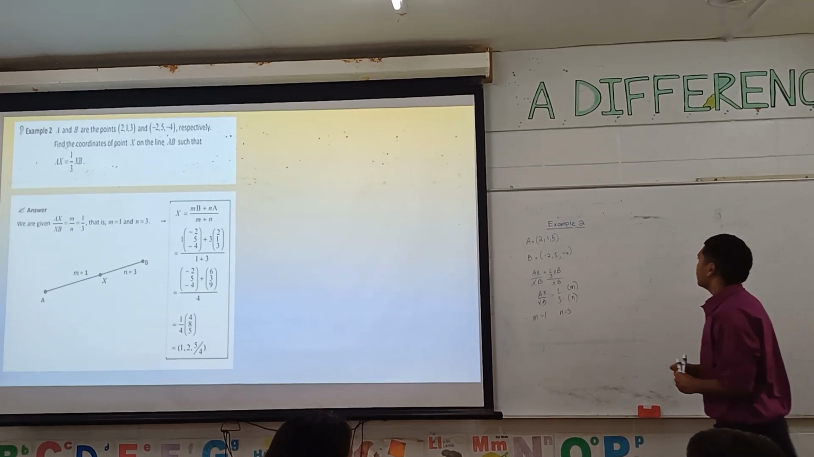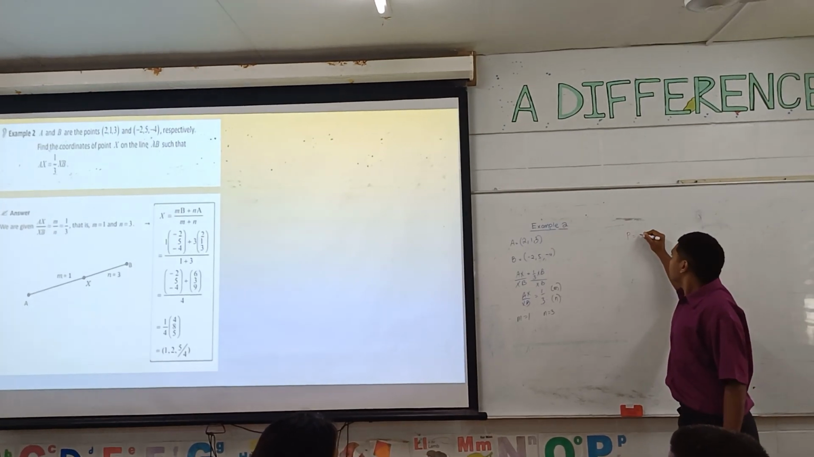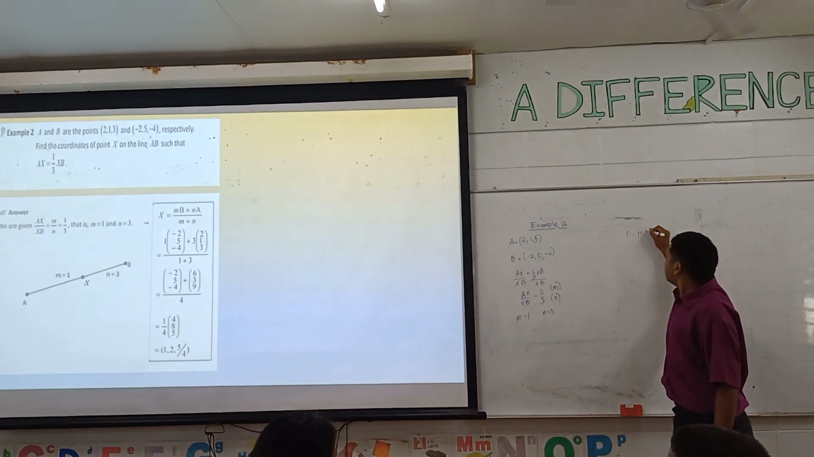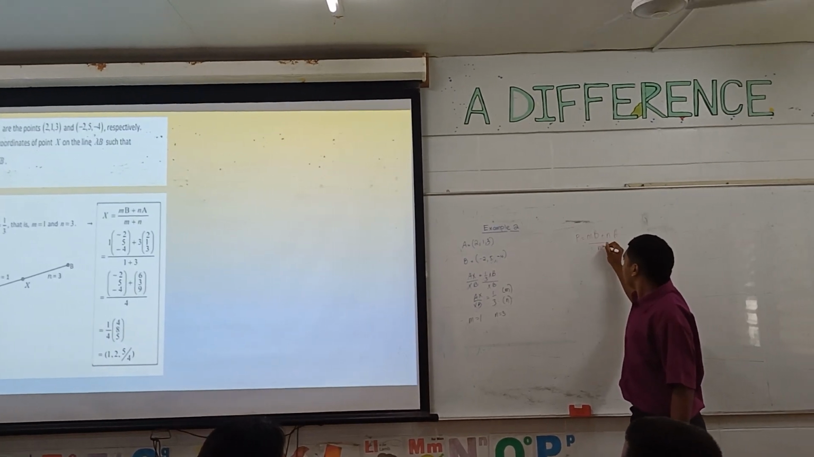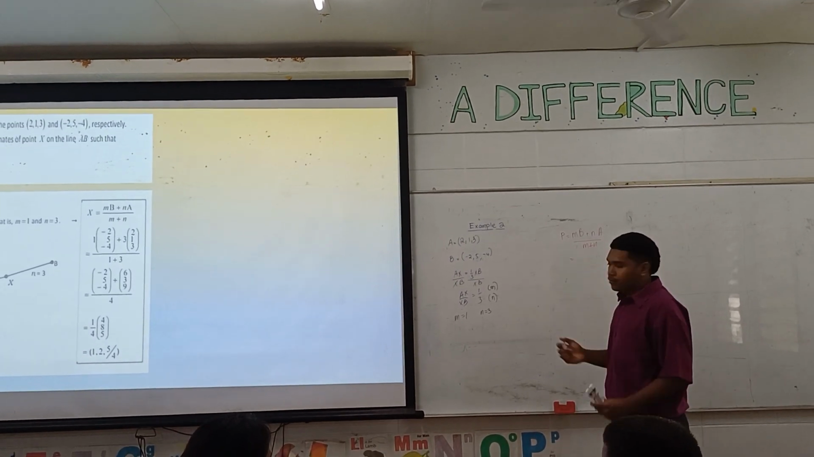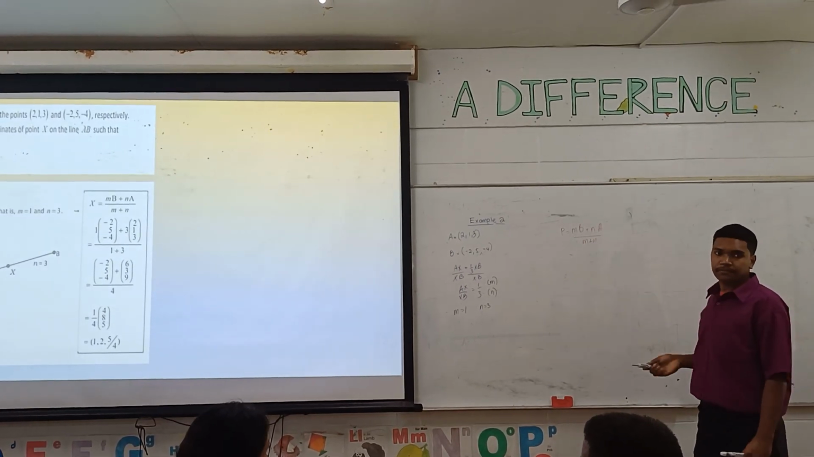Now the formula, we know what is the formula? P equals MB plus NA divided by M plus N. Can you come and substitute the values here for what we found?